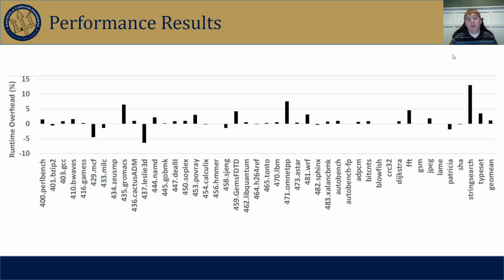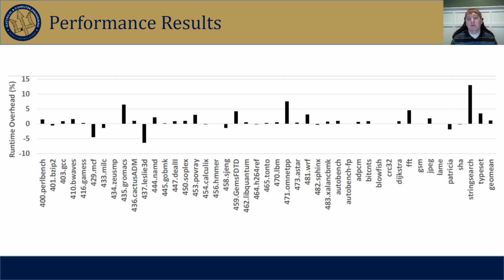We found that overall, Hurdle had a runtime performance overhead of 1%. We did see larger overheads on some benchmarks like string search because it had a very short runtime, and that magnified the loader overhead. So everything that happens before your actual application starts to run involves a lot of indirect control flow. And on a short application like string search, that overhead gets really magnified by the short runtime.